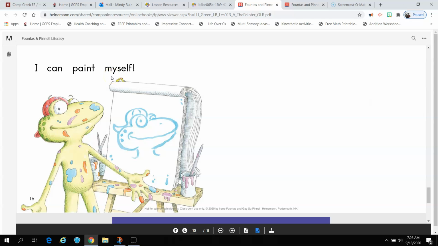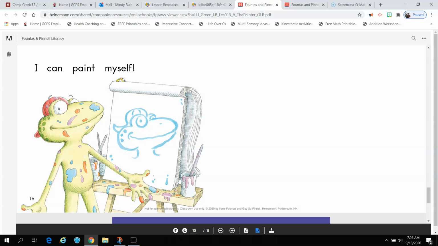This word's a little tricky too. Do you see our sight word at the beginning? It's my. So this word is myself. Myself. Froggy has painted himself. All right, do you remember what are some of the things that Froggy likes to paint? Go ahead and tell whoever you're learning with today what were some of the things Froggy liked to paint.